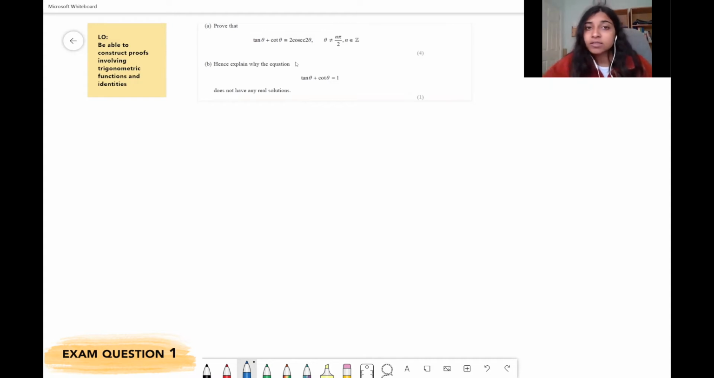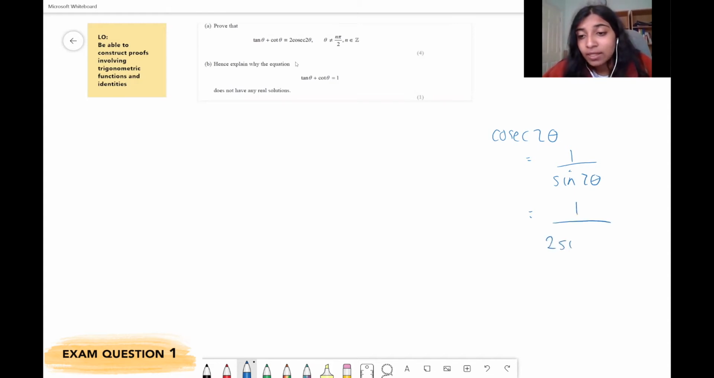If you do this from the side, we could have cosec 2 theta. If you remember that cosec theta is just 1 over sine theta, this would just be 1 over sine 2 theta. Then if you remember double angle formulae, this is just equal to 1 over 2 sine theta cos theta. So now we have an idea of different forms that we want to aim for. Let's see if we can do that.